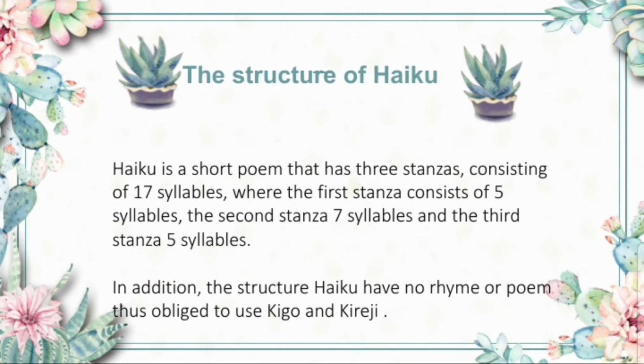The structure of haiku. Haiku is a short poem that has 3 stanzas, consisting of 17 syllables, where the first stanza consists of 5 syllables, the second stanza 7 syllables, and the third stanza 5 syllables. In addition, the structure of haiku has no rhyme, thus it is obligatory to use kigo and kireji.